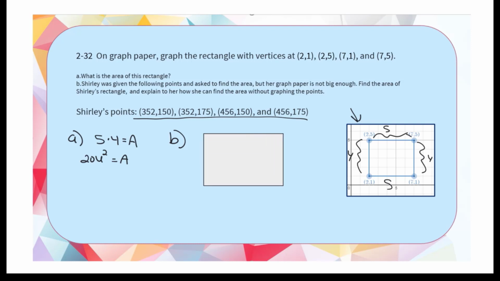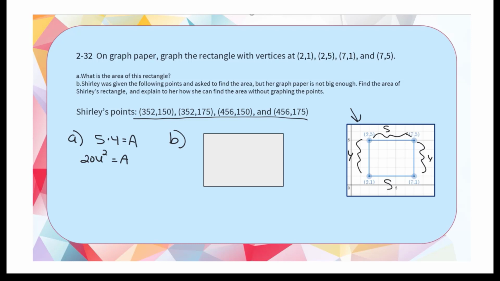All right. Let's do that. Okay, and I'm going to put at each corner one of the points. So I'm going to say that this is, let me get my pen back. This is 352, 150.